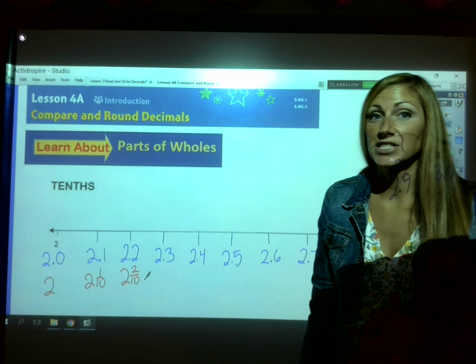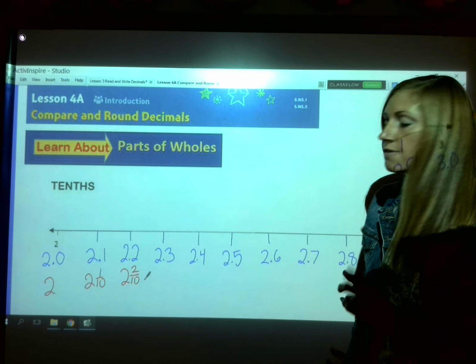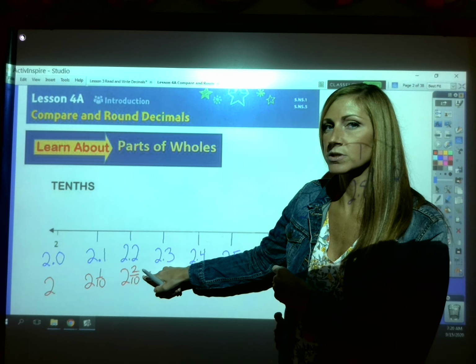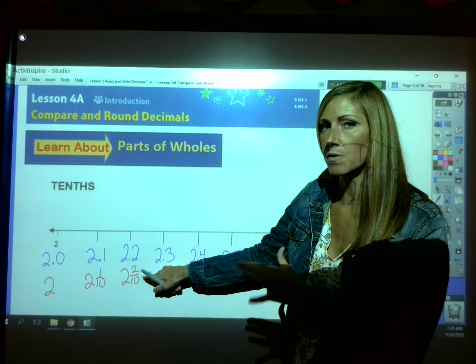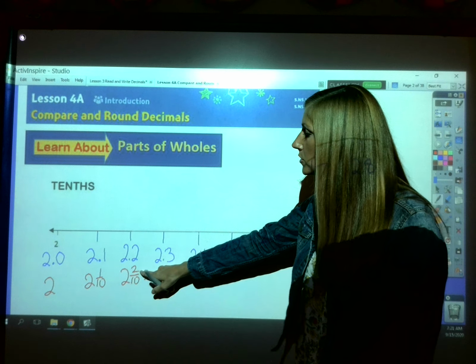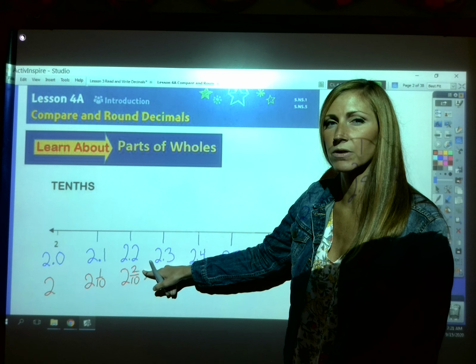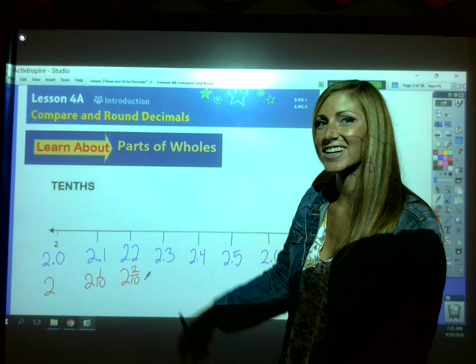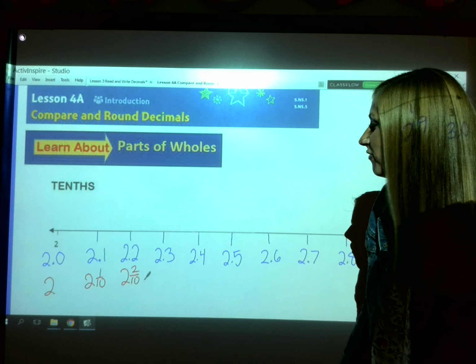And then 2 and 2/10. Yes, some fractions can be simplified. Any fraction experts out there, what would this be simplified to? This was a 4th grade concept, but it's sometimes a little new coming back to 5th grade. So 2 and 2/10, what would that simplify to all the way? Good, it's 2 and 1/5.